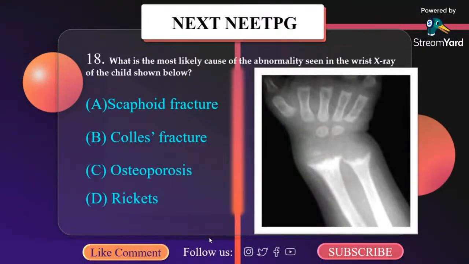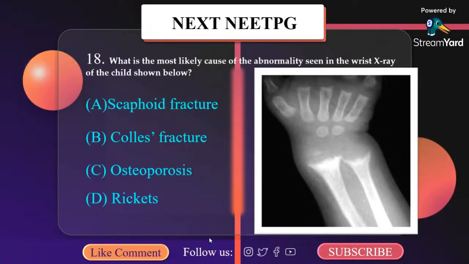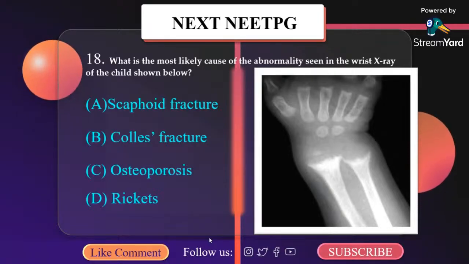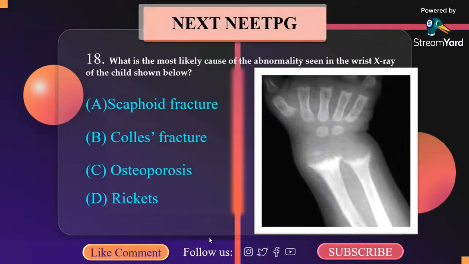What is the most likely cause of the abnormality seen in the wrist X-ray of the child below? A. Scaphoid fracture. B. Colles fracture. C. Osteoporosis. D. Rickets. It is rickets.